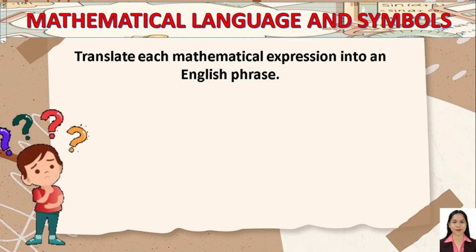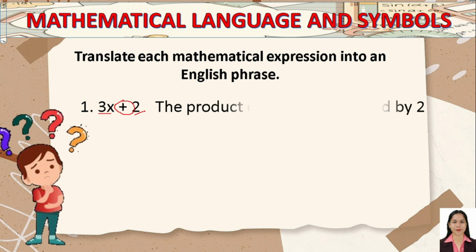Next, translate each mathematical expression into an English phrase. So say for instance, we have 3x plus 2. Since 3x, we have here the operation, meron siyang operation na multiplication. Then plus, addition, then we have 2.